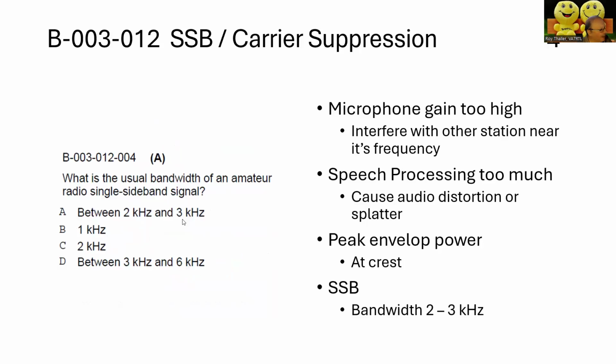What is the usual bandwidth of an amateur radio signal, single sideband signal? So typically it's between 2 kilohertz and 3 kilohertz.